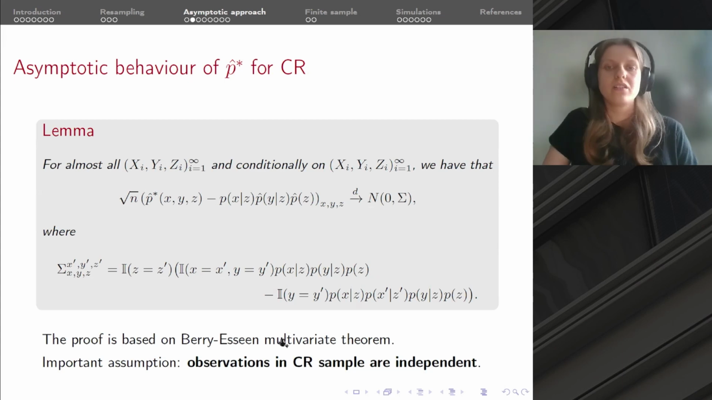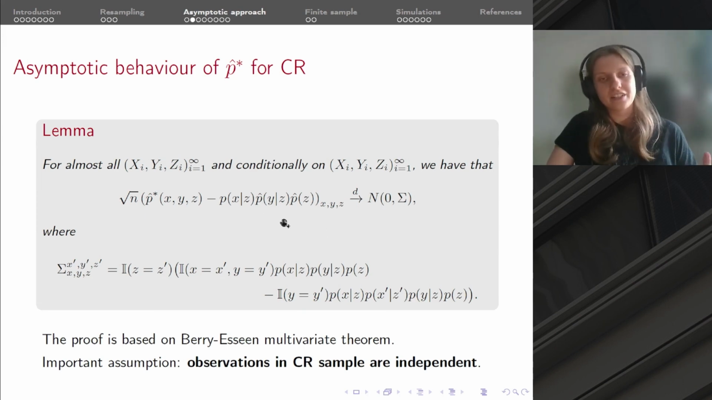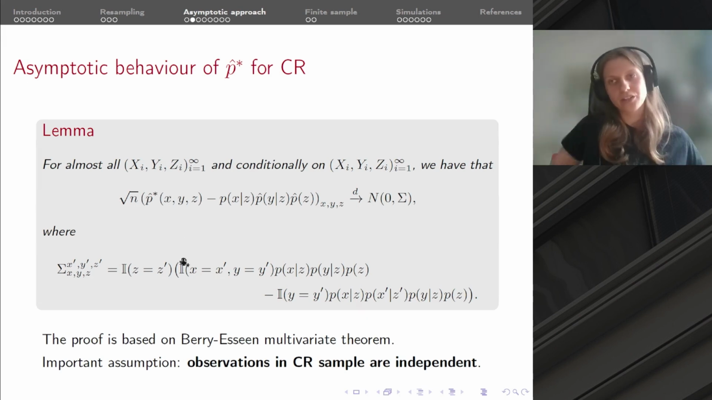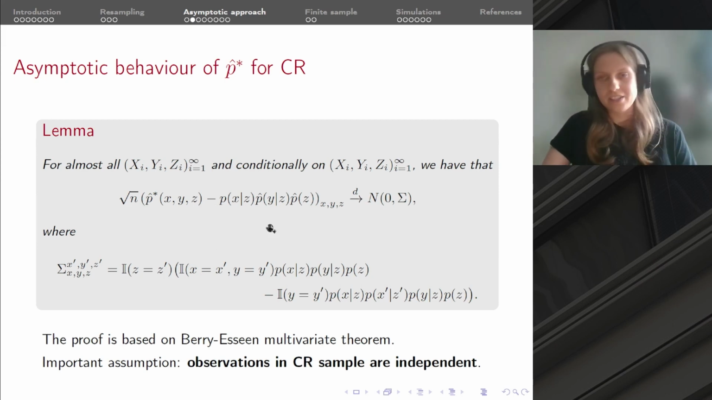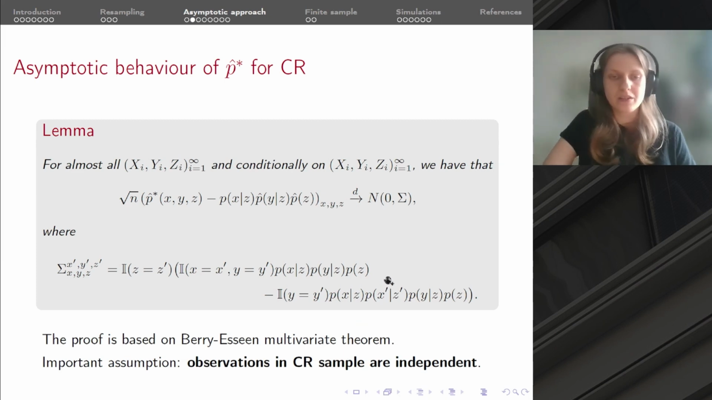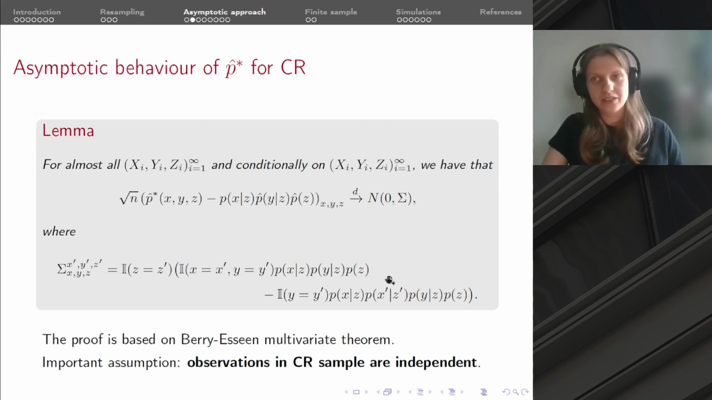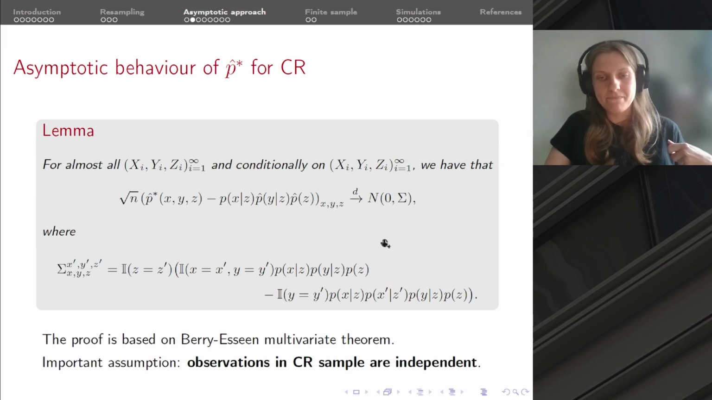So this is the lemma for conditional randomization, and this is a result for the whole vector of p hat star. So it is not just one value here, it is the whole vector of all the probabilities for all the values. And this is why here we have a covariance matrix. And the proof is quite easy because all the observations are independent and we can just use the Berry-Esseen theorem.